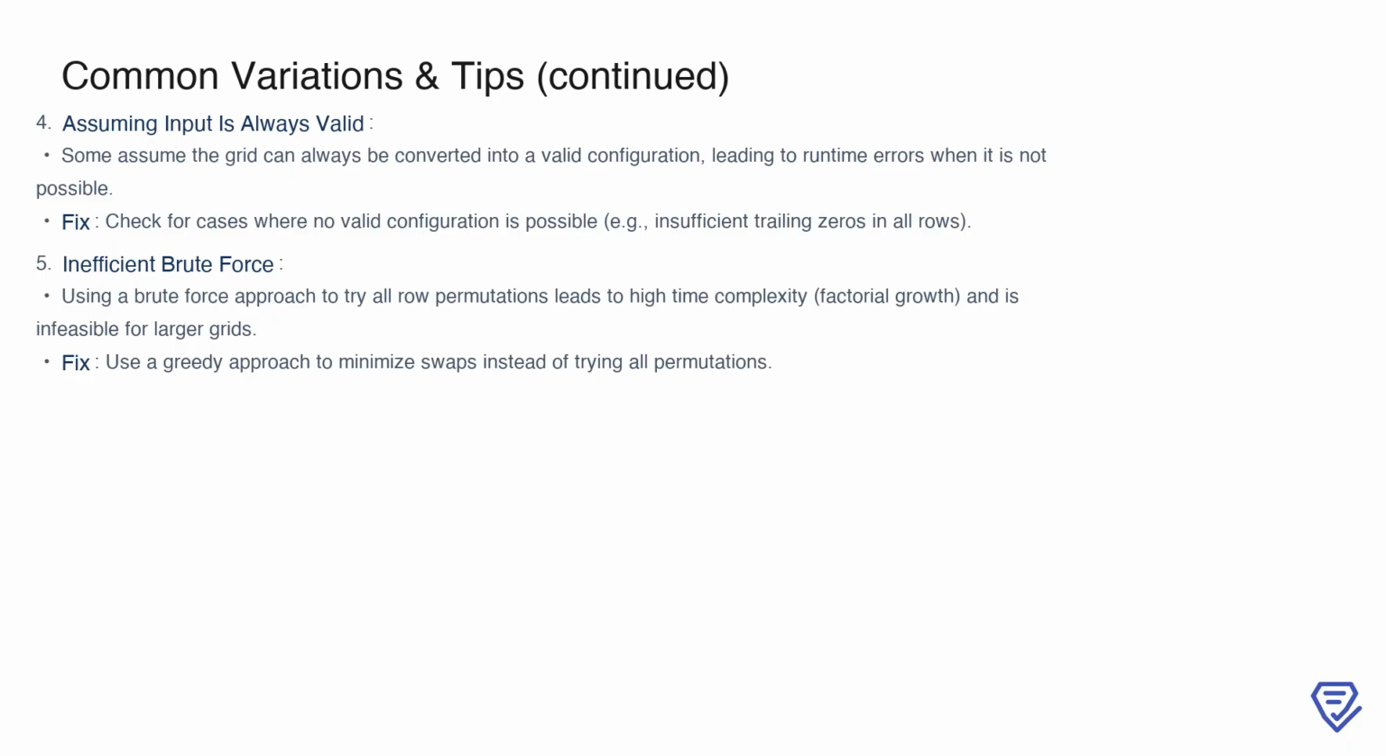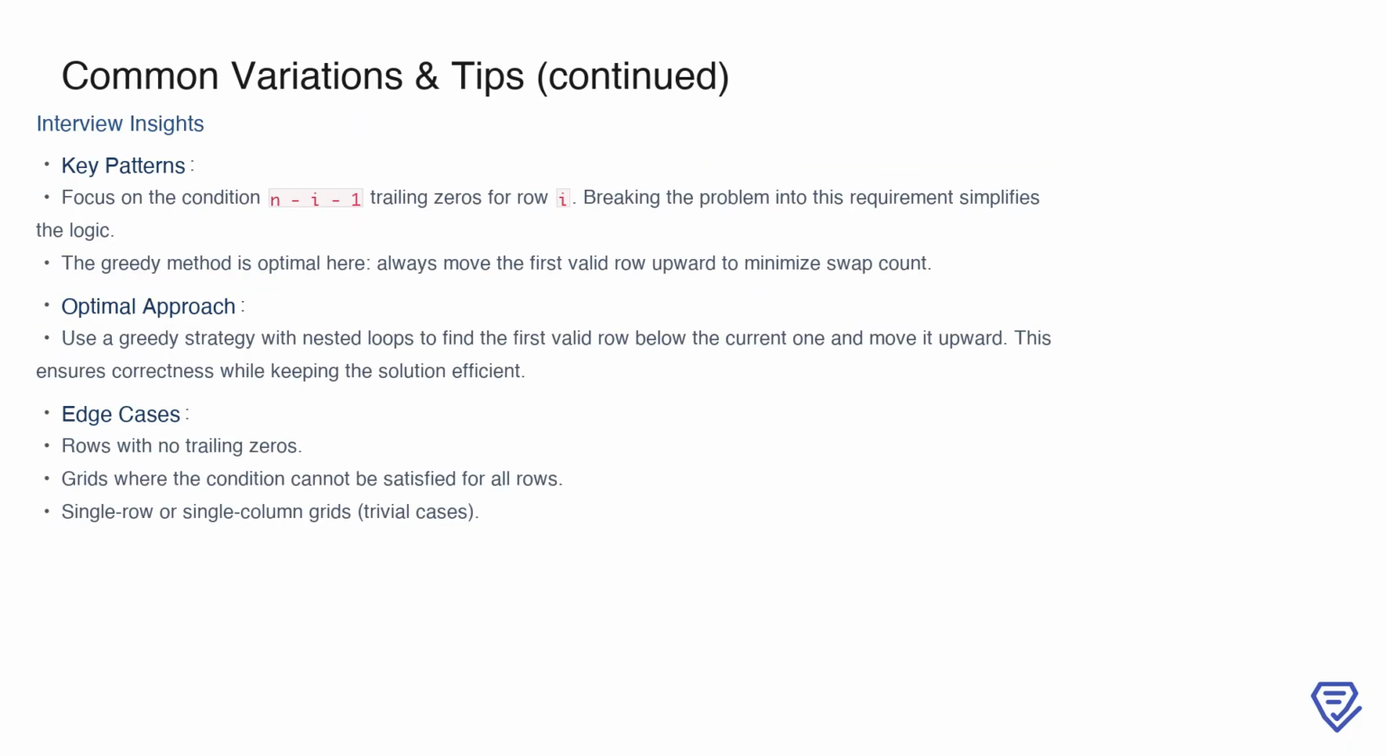To excel in interviews, it's helpful to focus on key patterns within the problem. One of the most important concepts is that row i must have at least n-i-1 trailing zeros to meet the requirements. Breaking the problem into this specific condition simplifies the logic significantly. The greedy approach is ideal here, as it ensures that you minimize the swap count by always moving the first valid row upward. This strategy is both efficient and straightforward.